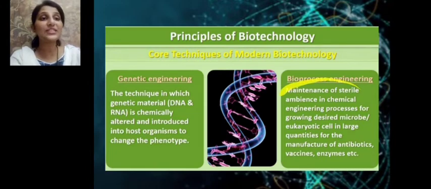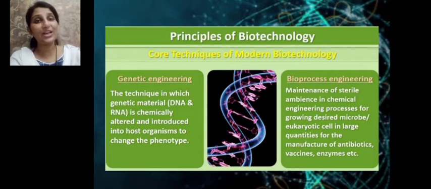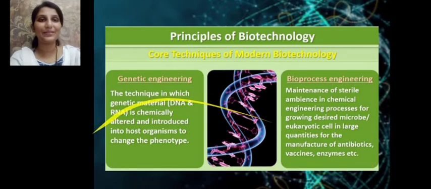So maintenance of a sterile ambience in chemical engineering processes is for growing only the desired microbe, or the eukaryotic cell which has been altered, and it has to be cultured in large quantities, so that we get an expressed product in large quantities. And that product can be an antibiotic, a vaccine or an enzyme which is useful for human beings.